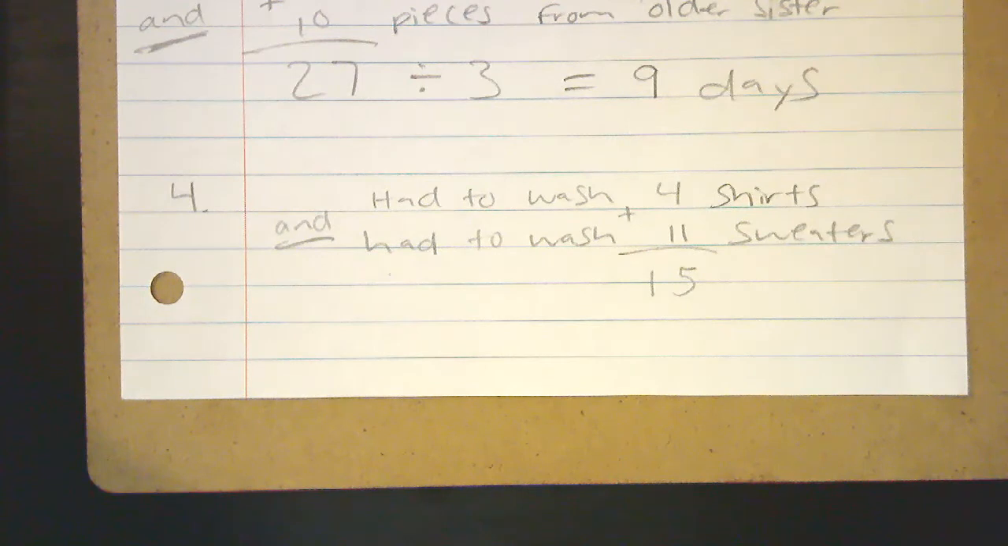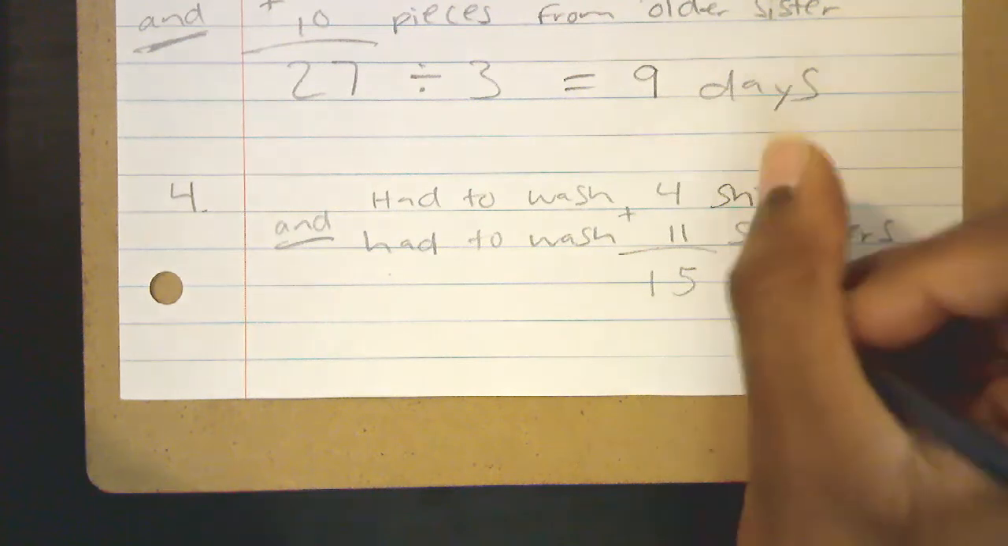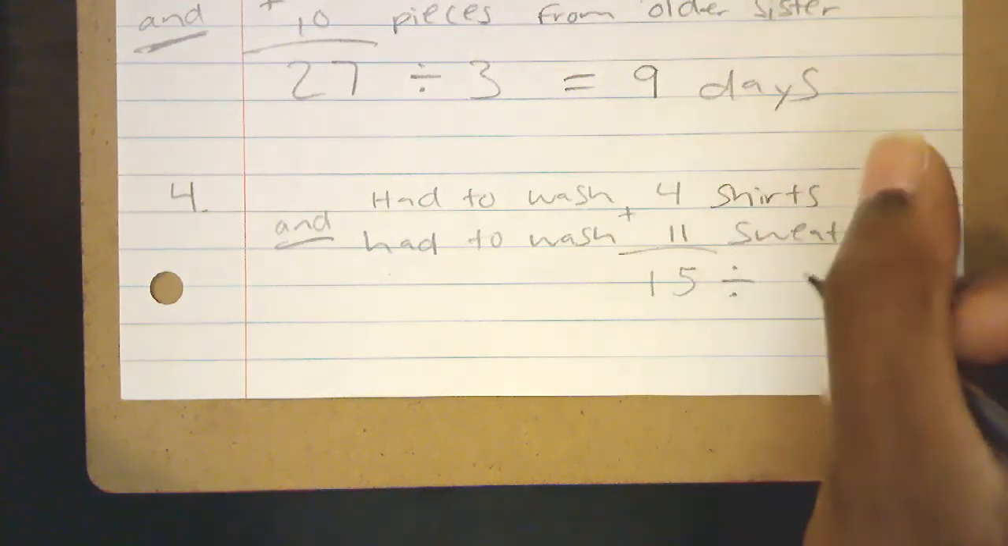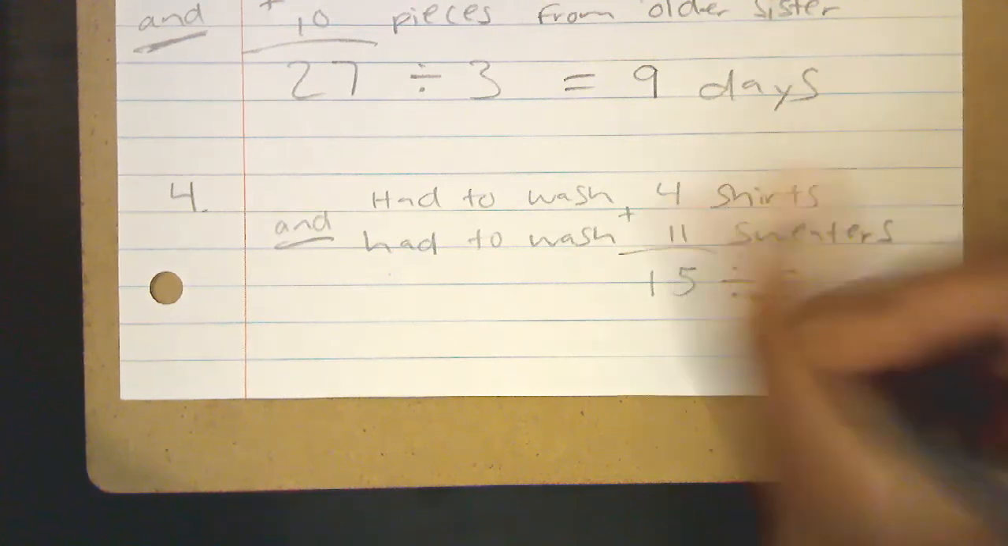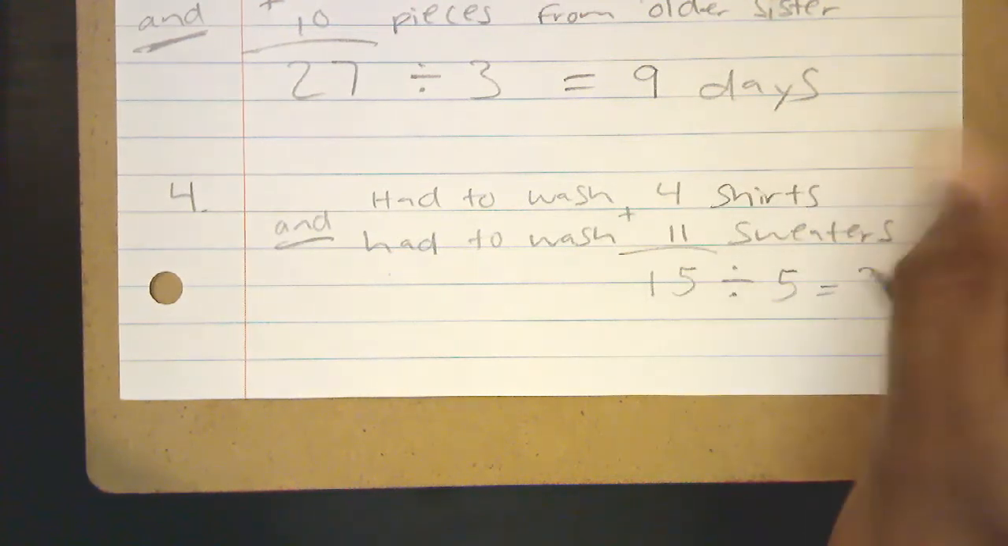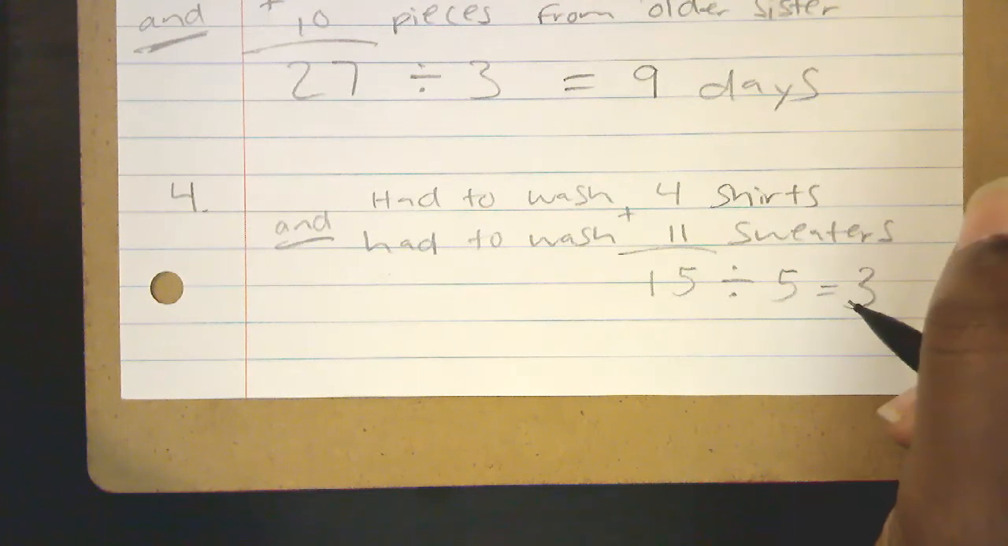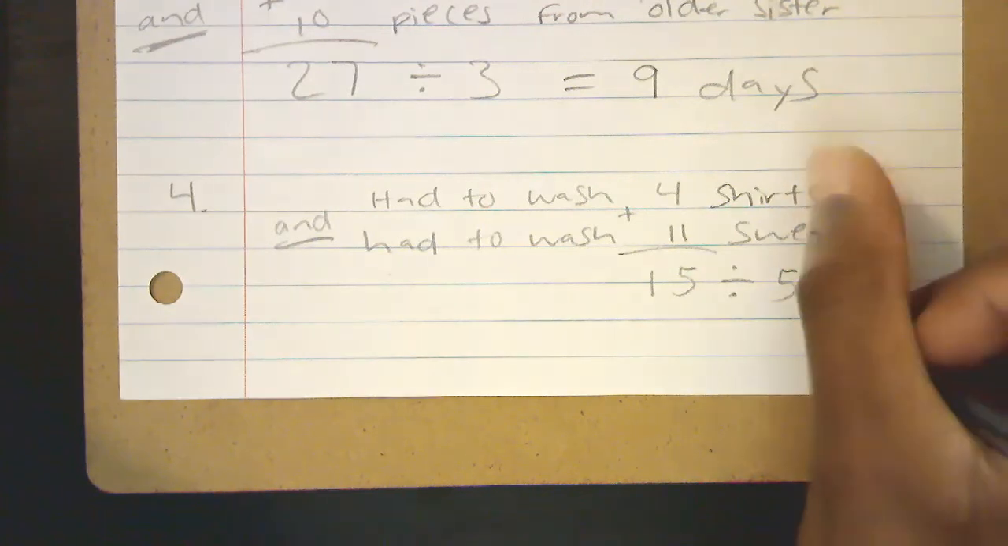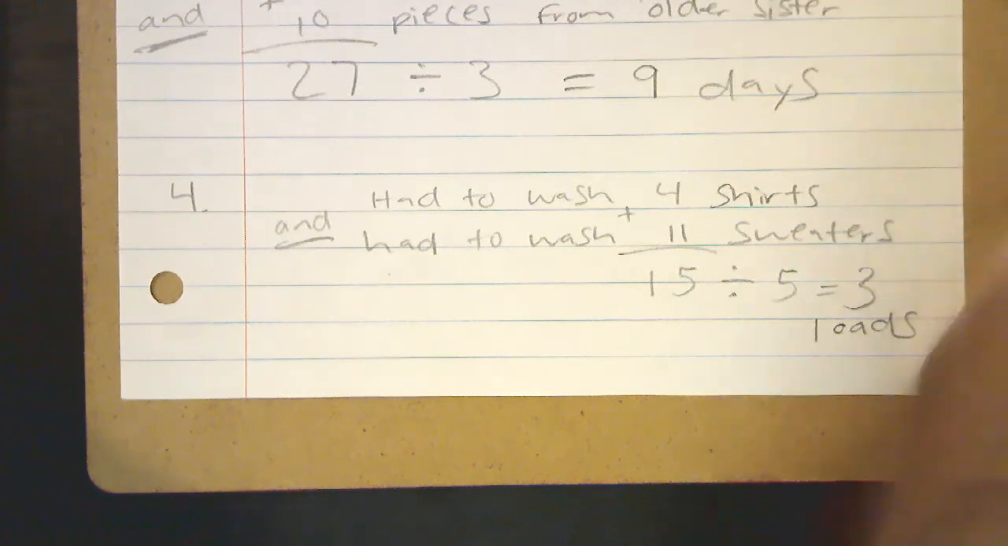Now it asks, when we go back into the question, how many loads would she have to do? We don't know that yet. We have to go back to the top of the sentence. It says only washes 5 pieces of clothing at a time. So we're going to have 5 total items into 5 pieces being washed at a time. So 15 divided by 5 equals 3. Our answer to the question, how many loads would she have to do, would be 3 loads.